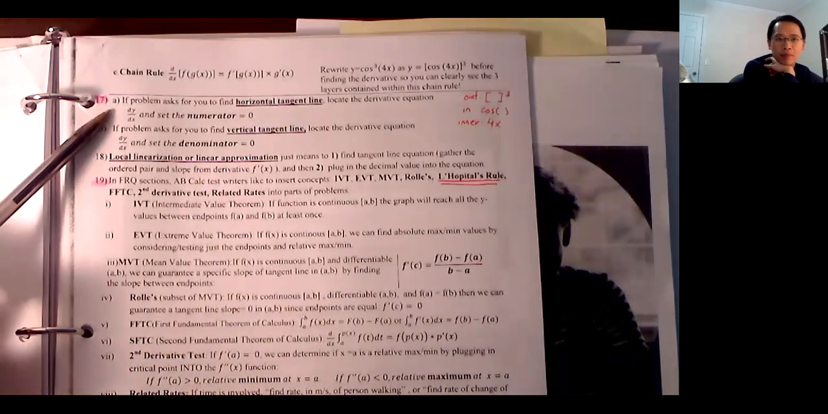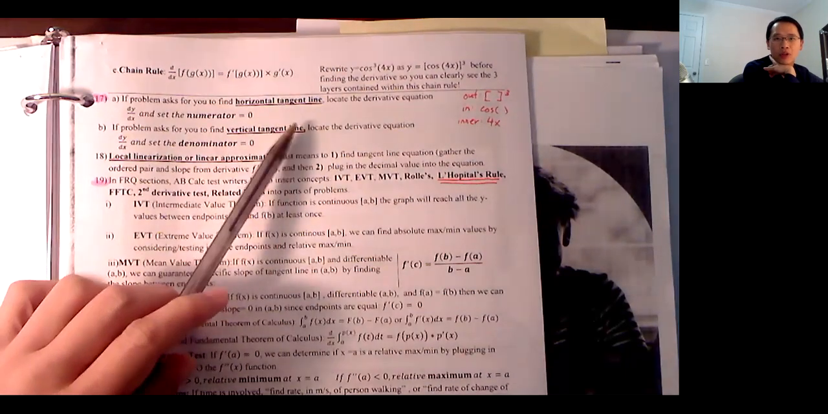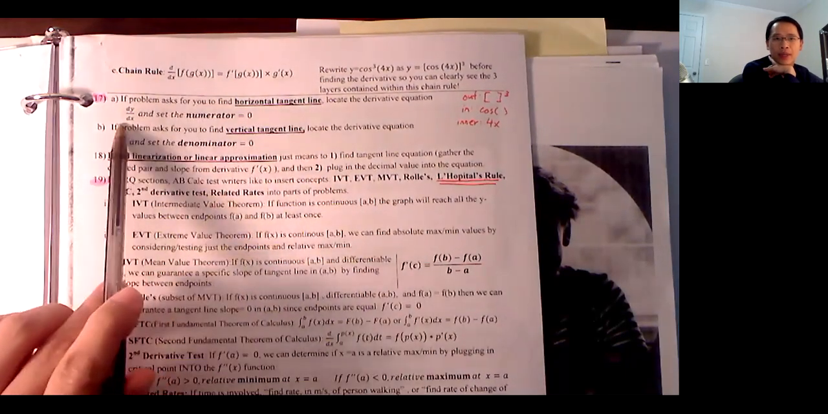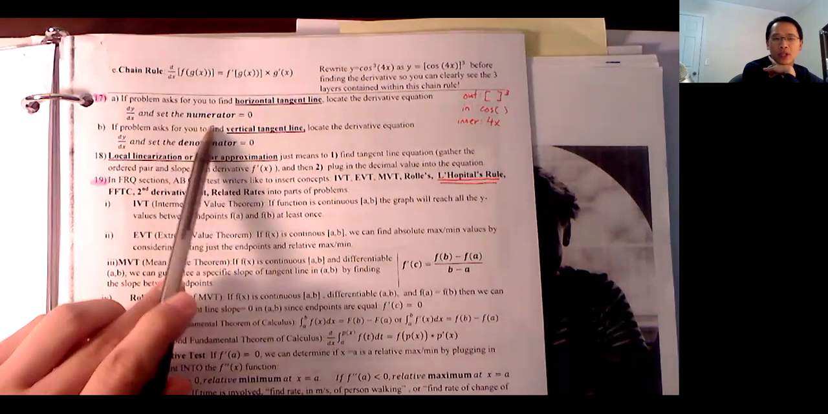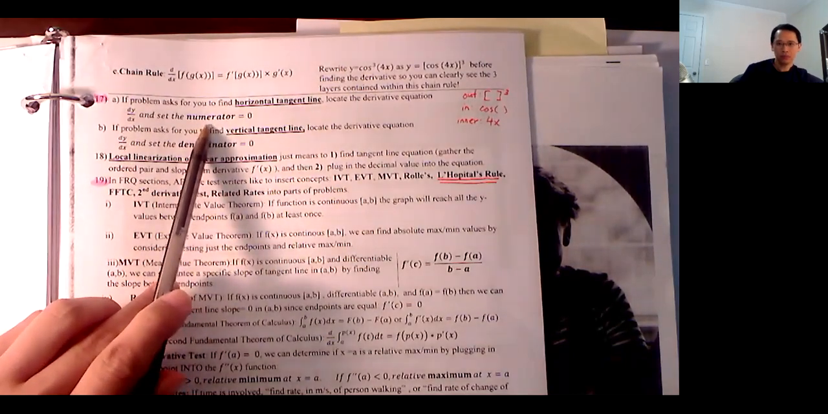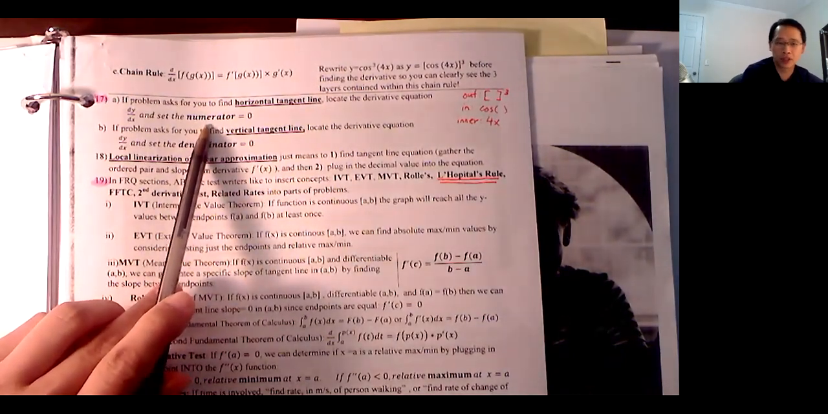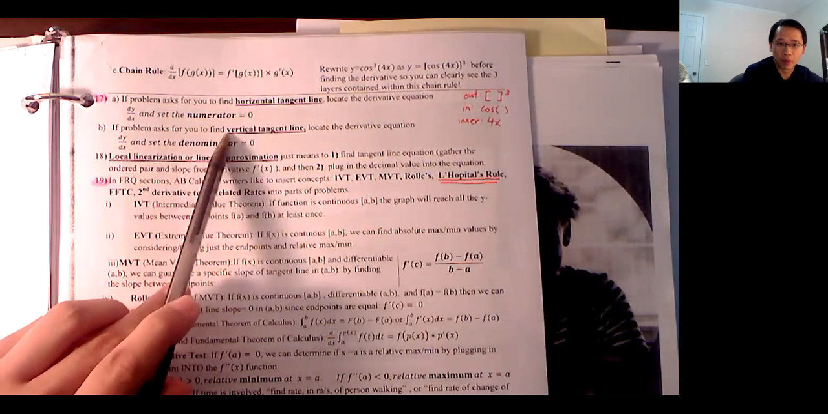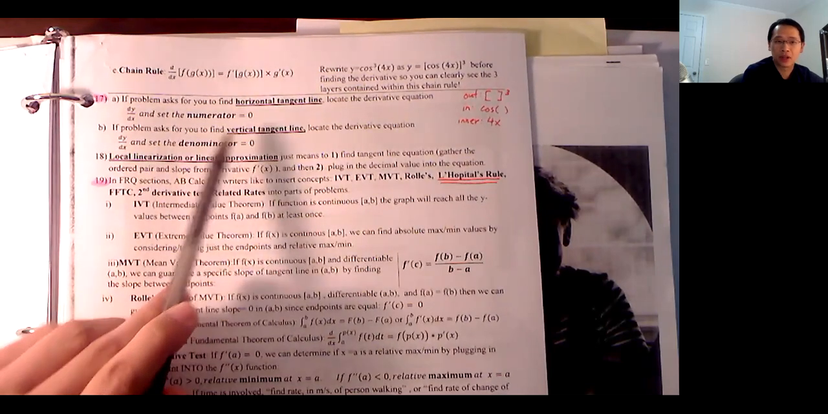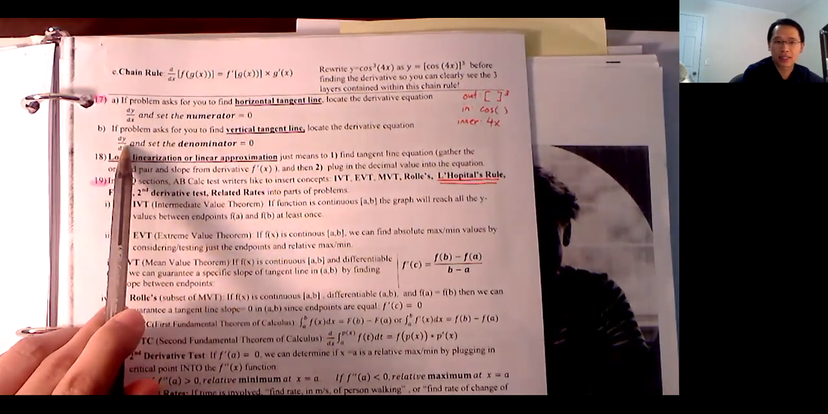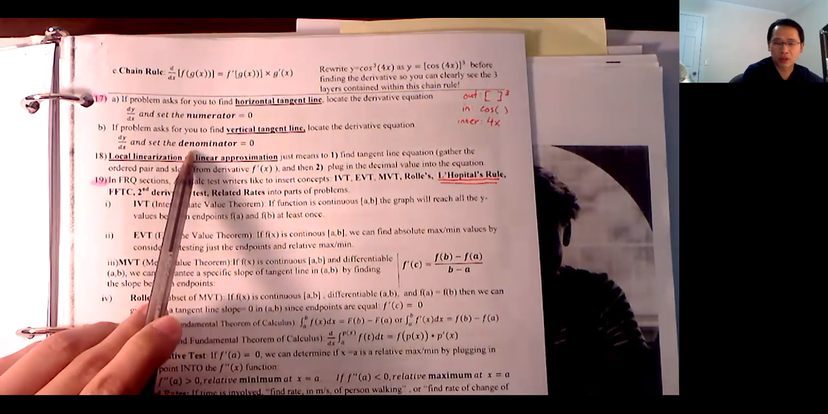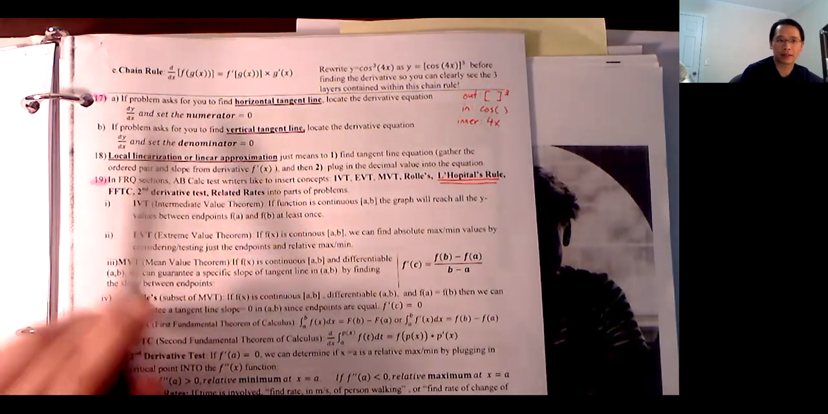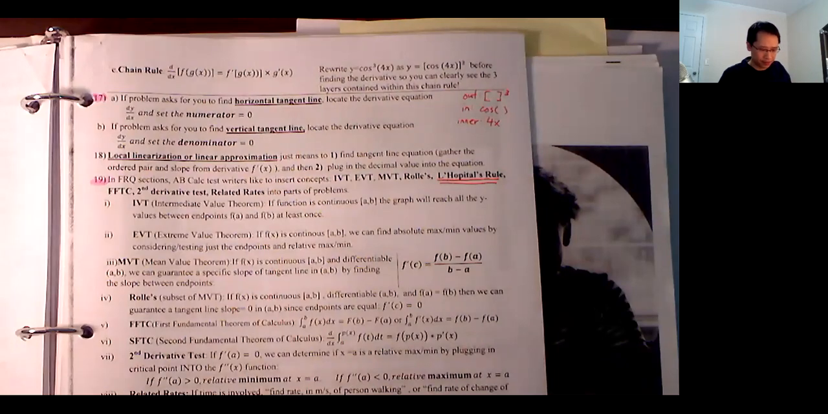All right, next statement here. If a problem asks you to find a horizontal tangent line, you're going to take the derivative, and you're only going to set the numerator equal to 0. Whatever causes the numerator to be 0 is where your horizontal tangent line is going to be. If the problem is asking you to find the vertical tangent line, you're going to locate the derivative function, set the denominator of the derivative equal to 0, and that will help you find that. Okay, so I think I have an example of that here.